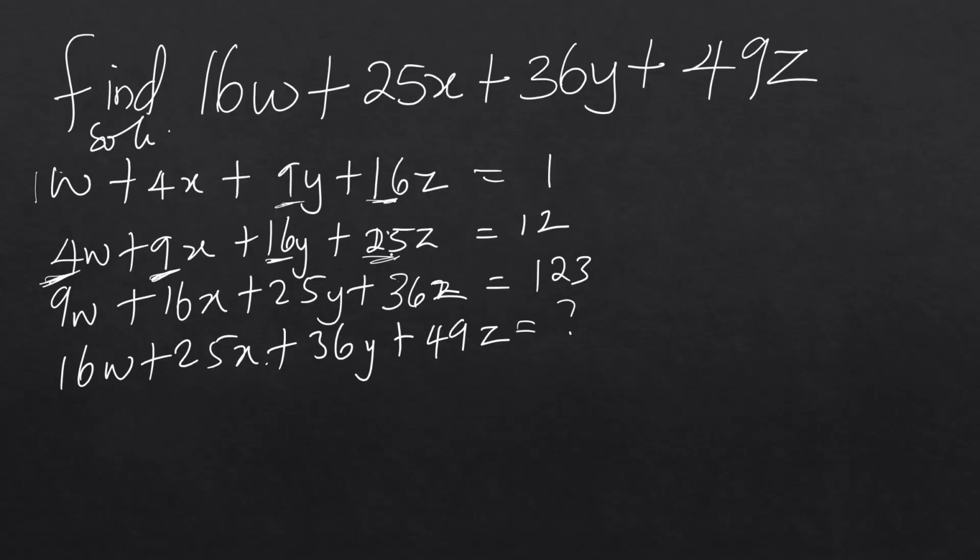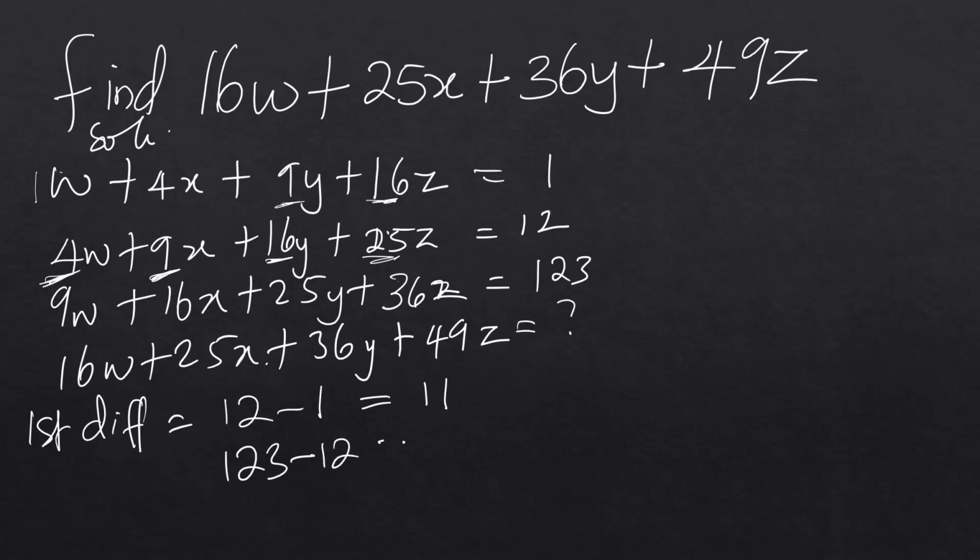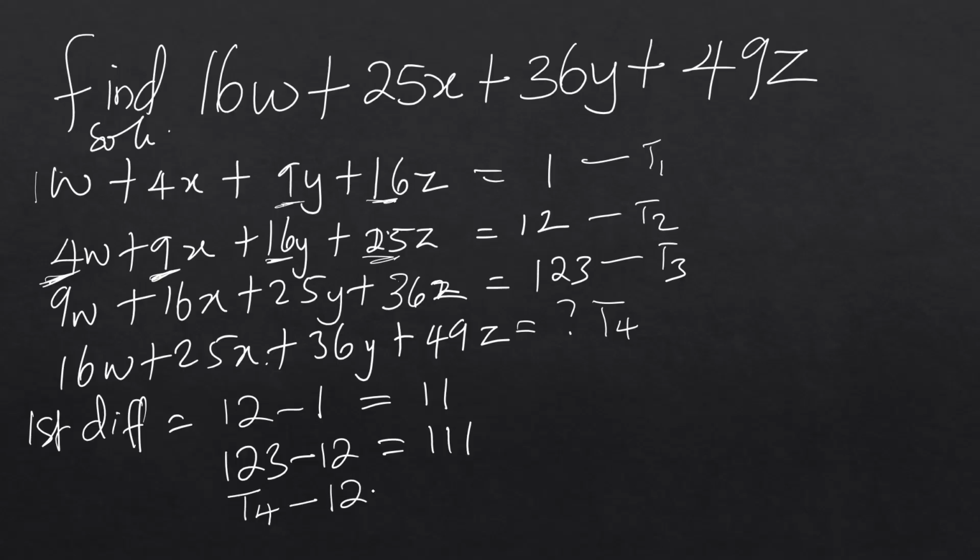So it's a sequence. Now let's take our first difference, which is 12 minus 1, which is 11. Then 123 minus 12, which is 111. Then I don't know the last term, T4. Remember, this is T1, this is T2, this is T3. So I don't know this, and this minus 123 is going to give me a value. So this is the first difference.